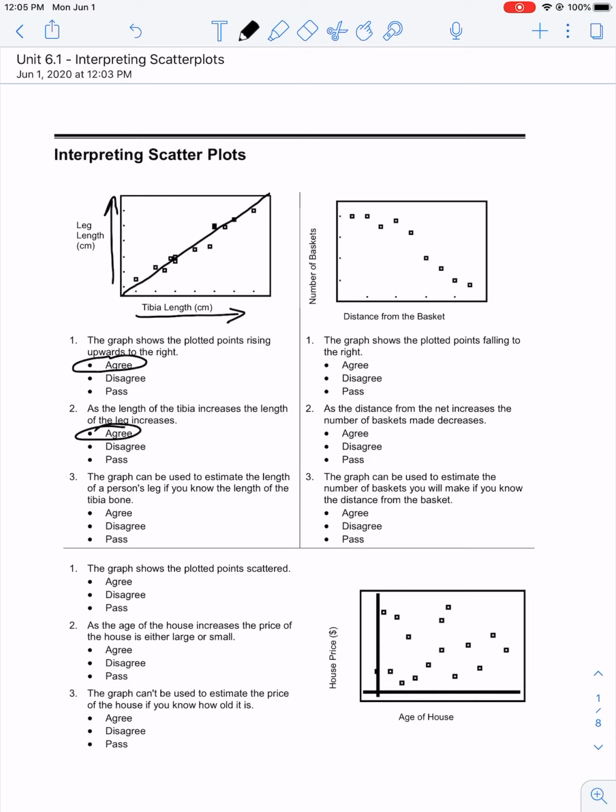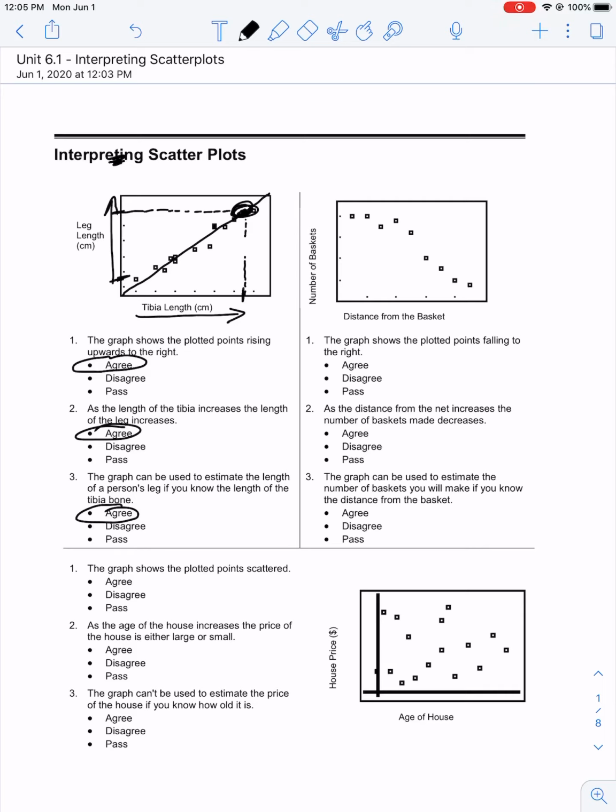The graph can be used to estimate the length of a person's leg if you know the length of the tibia bone. And yes, I agree with that. Suppose I have a length of a tibia like right here. I can come up and the length of the leg looks like it's going to be somewhere around here, whatever those numbers are. I don't know what they are and it doesn't really matter. But we certainly know that the leg length is not going to be way down here, and it's not going to be way up here either. So we can estimate that it's going to be in this area.